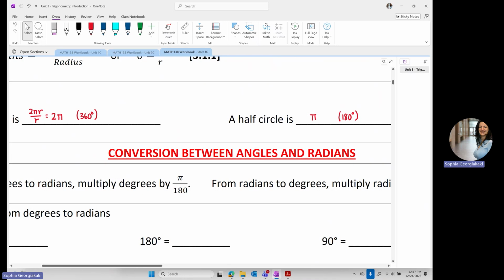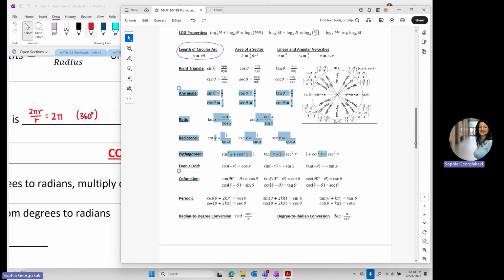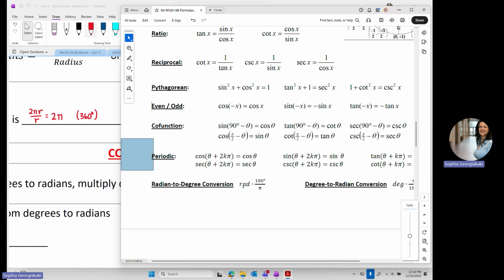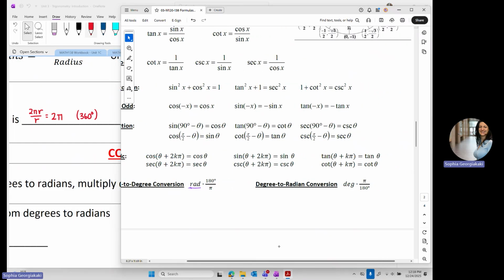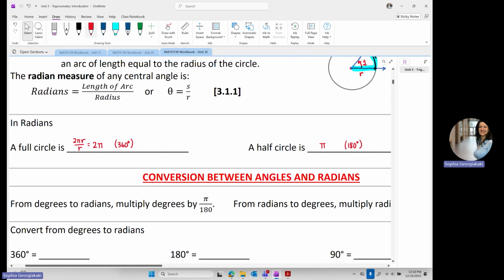So we have some formulas that we will be using in a minute. In our formula packet at the bottom of our second page, it says that if you want to convert from radians to degrees, or from degrees to radians, you will use a ratio that is pi radians equals 180 degrees. One thing I want to draw your attention to is that radian measure has no units.